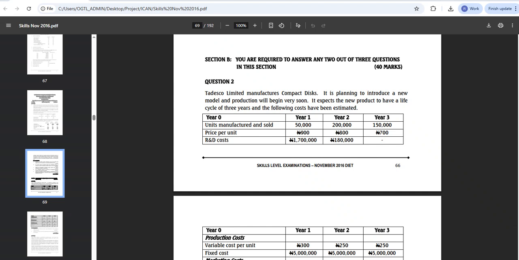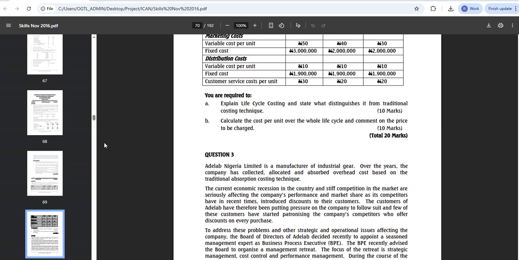Please, can you scroll? Okay. Now, all figures are assumed to be correct. So, the first question, what distinguishes life cycle costing from the traditional cost? Yeah, what distinguishes it? What is life cycle costing?